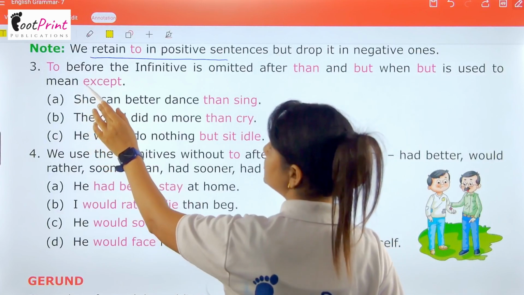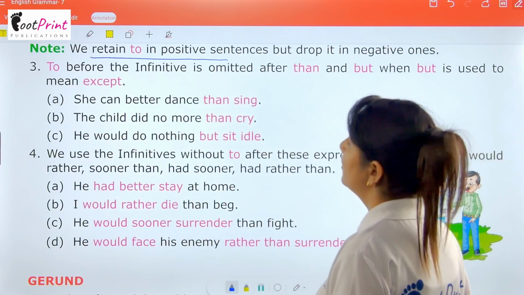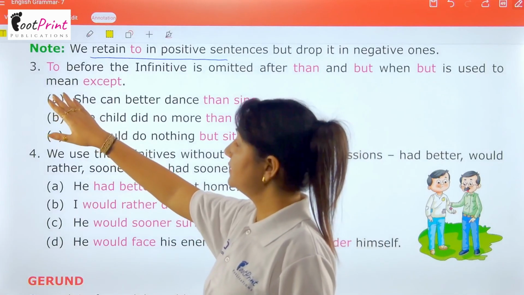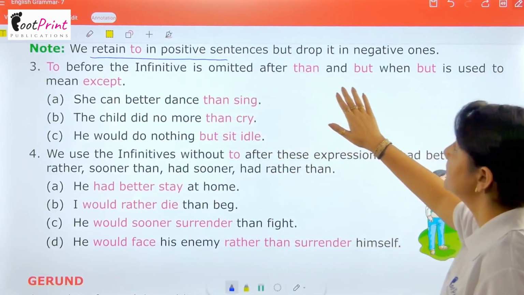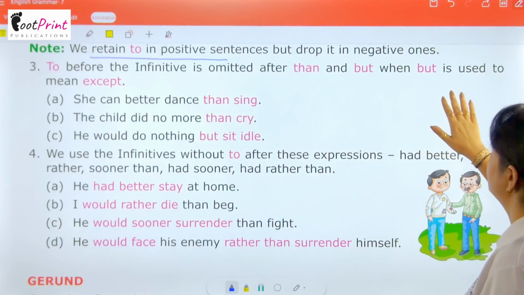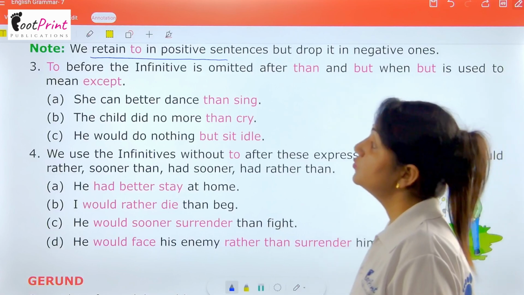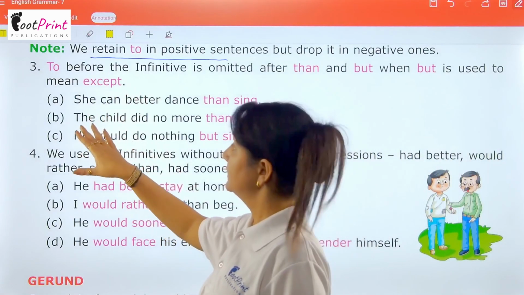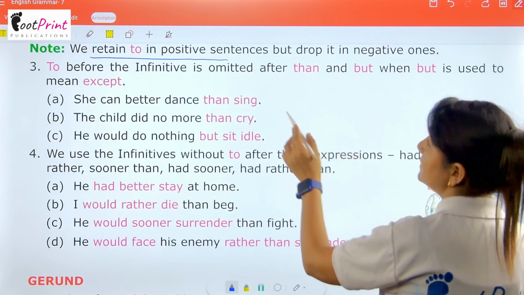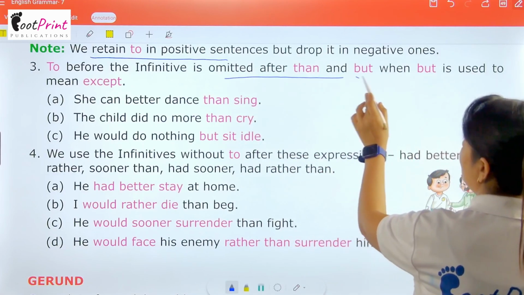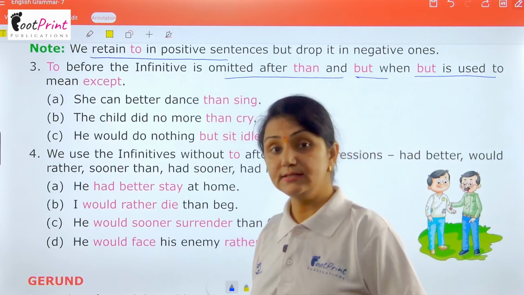Now the third one is: "to" before the infinitive is omitted after "than" and "but". See, they are telling you "to" before the infinitive is omitted after "than" and "but". But when "but" is used, it means "except".